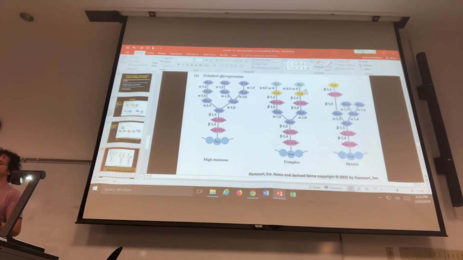So sialic acid is a very, very important regulatory component of glycoproteins because its presence on the glycoprotein prevents the degradation of that particular protein it's attached to. If it's missing, it's going to get degraded. And that's it for 7b.